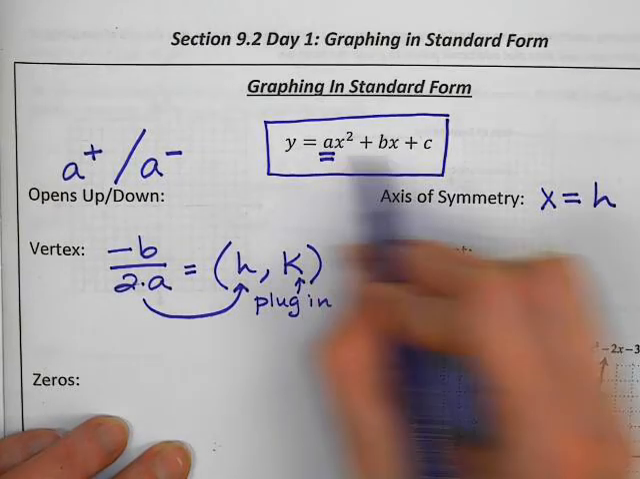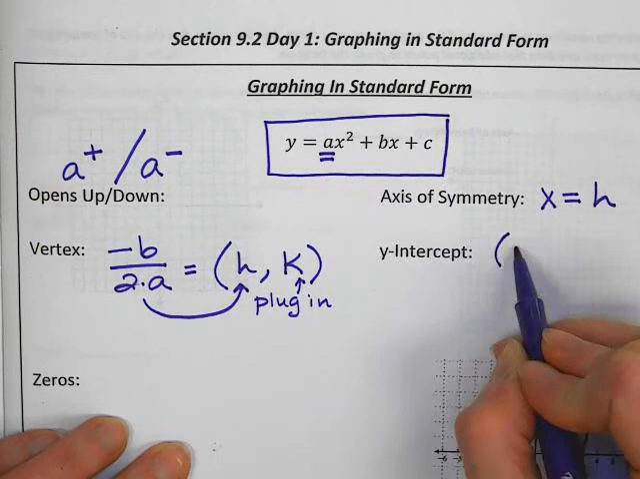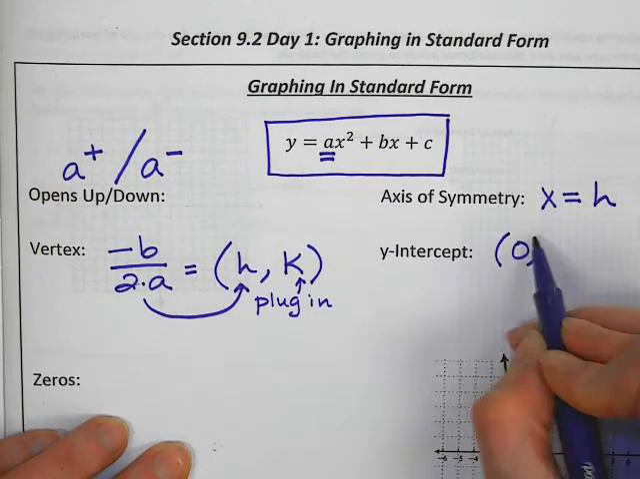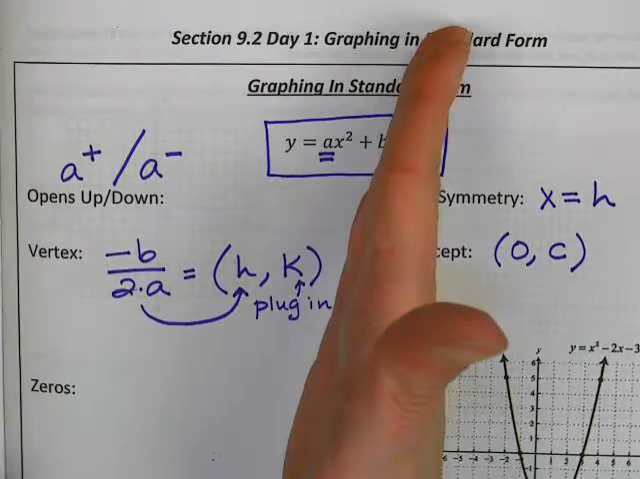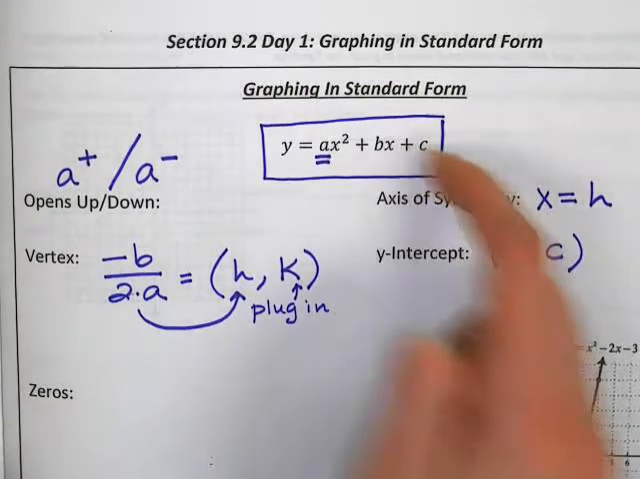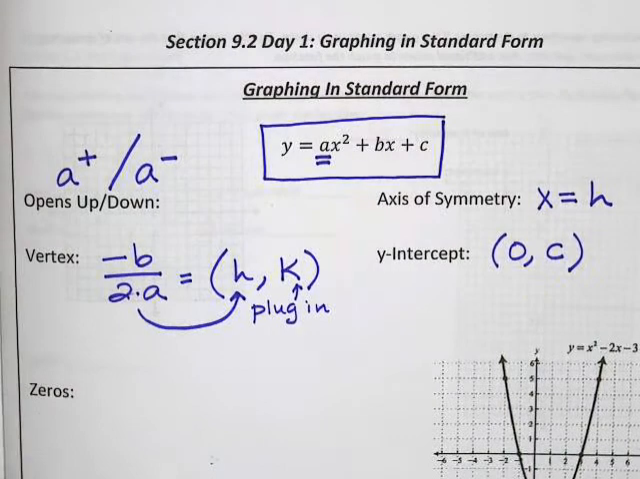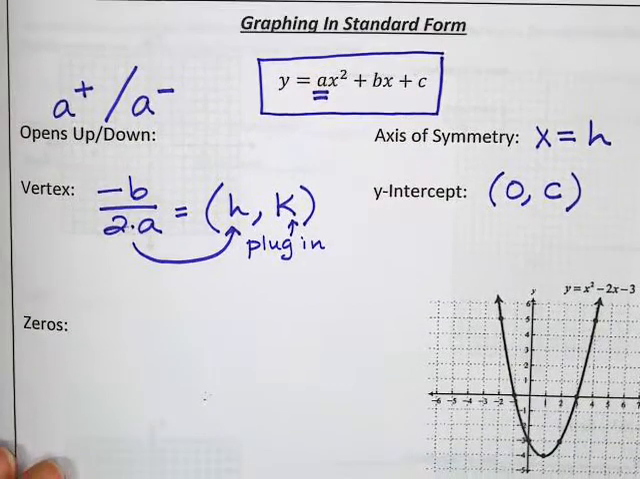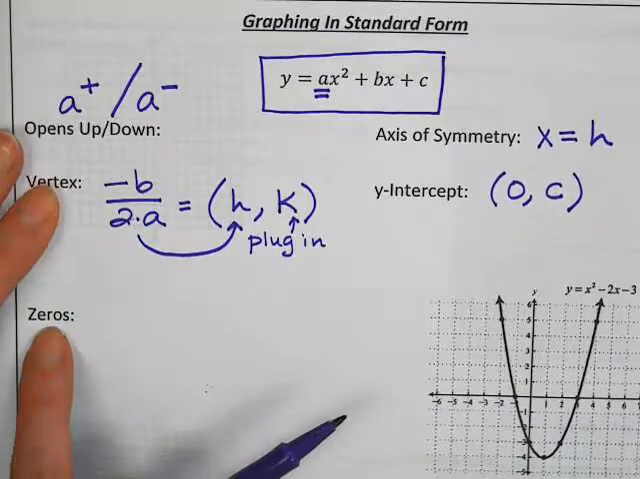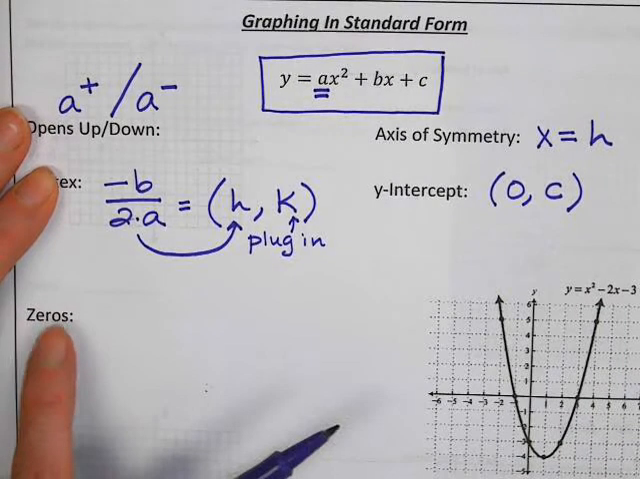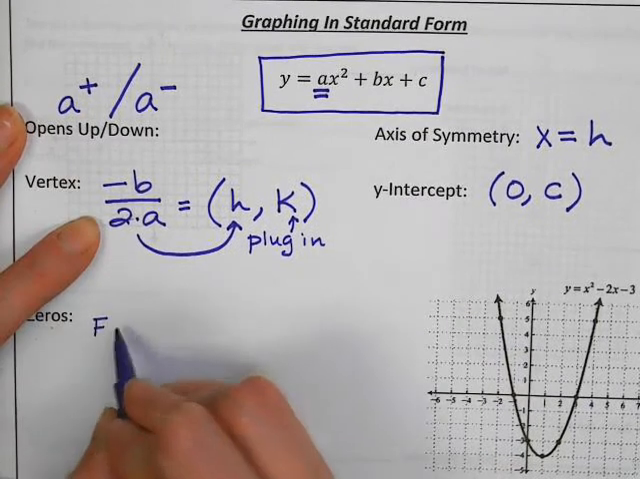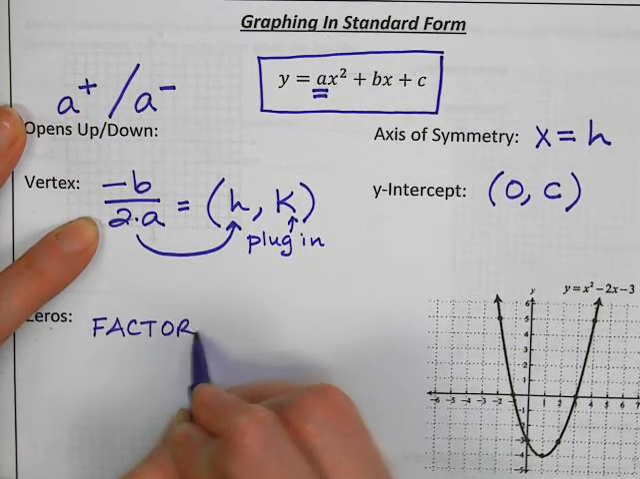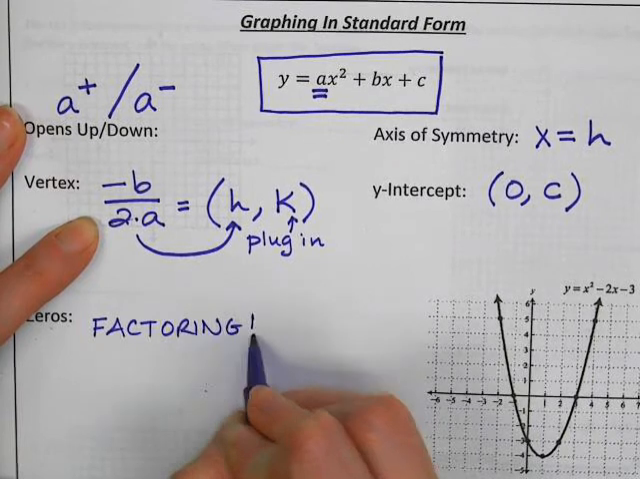And when it's in this form, the y-intercept is always (0, c). It's what you get when you plug in 0 for x, and when it's in this form, these drop out, and you always just get c. So the y-intercept is (0, c). Now here's the hard part. The zeros, the solutions of this equation, you need to get by factoring. Remember from last chapter, factoring? Oh, it's not gone. You need to factor.